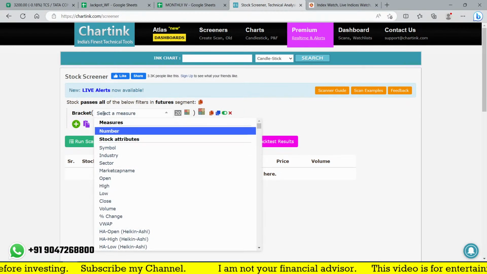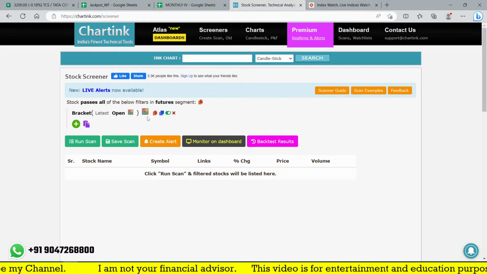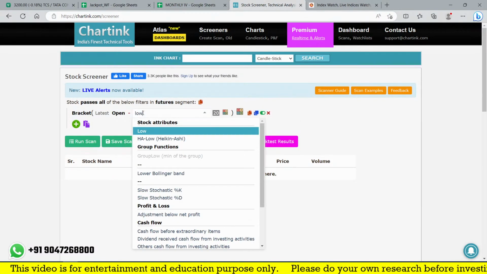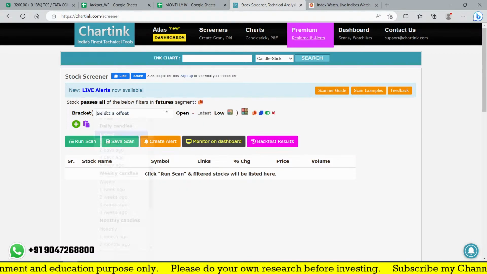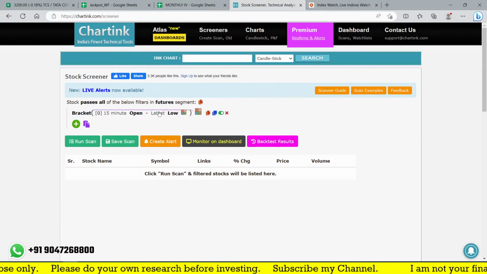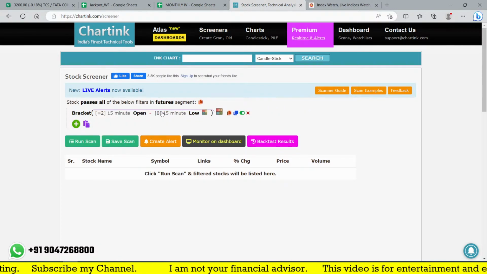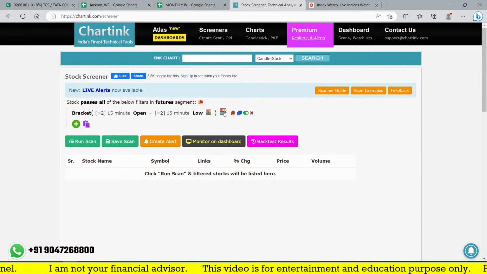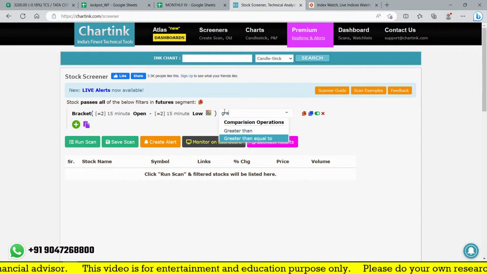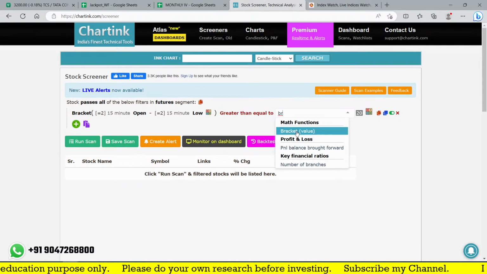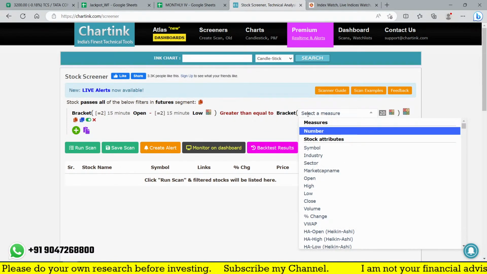So we have to compare the open price minus low price, and here we can go for a 15 minutes. That should be a 15 minutes and equal to 2 candle, and then must be greater than or equal to the bracket. This is what a scanner which I'm going to create you right now.